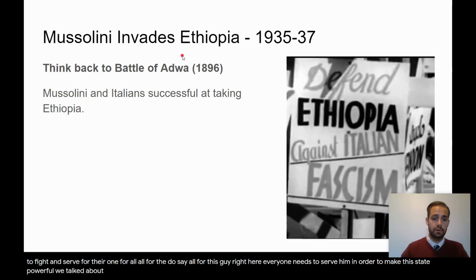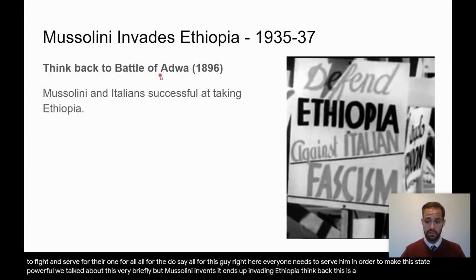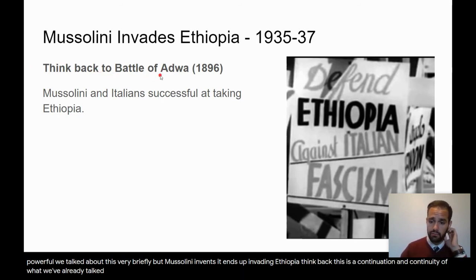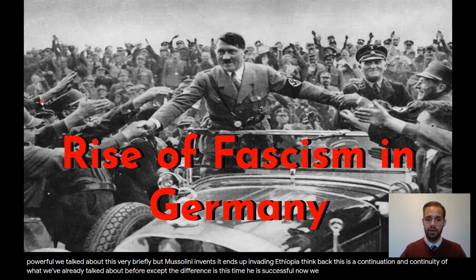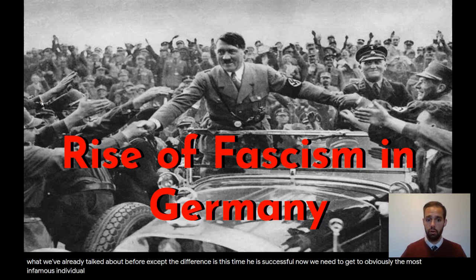We talked about this very briefly, but Mussolini ends up invading Ethiopia. Think back, this is a continuation of what we've already talked about before, except the difference is this time he is successful.